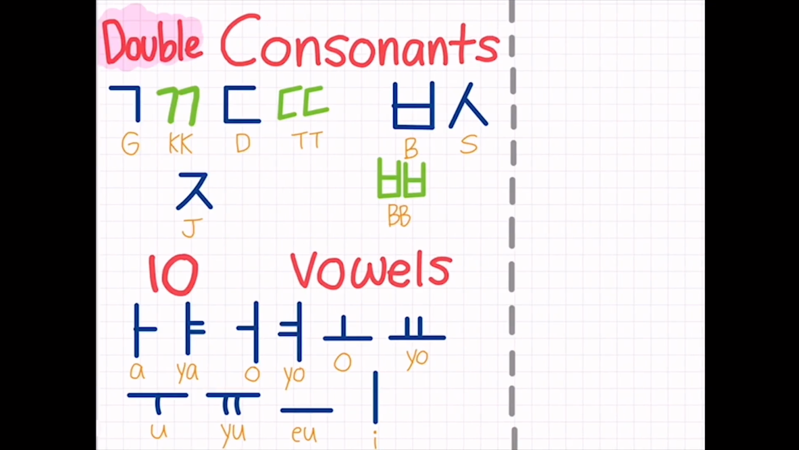Next up, we have ssang bieup. Bieup. Remember, guys? Down, right. Down, right. Now this makes the sound B. Down, right. Now you have the double consonant for B.